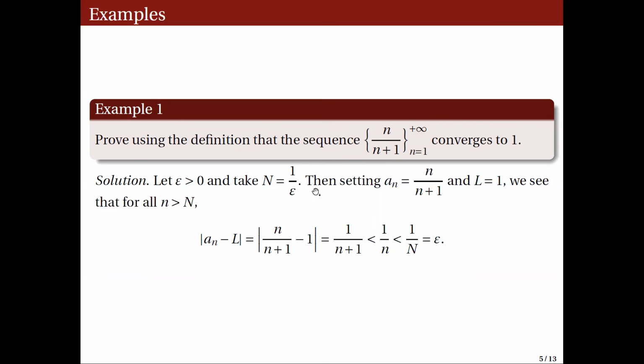The reason why we choose capital N as 1 over epsilon is that we need to somehow simplify the given expression, the absolute value of A sub n minus L, and then we have to try to make it less than epsilon. Okay? So hence, by definition, we see that the given sequence n over n plus 1 from n equals 1 to infinity converges to 1.